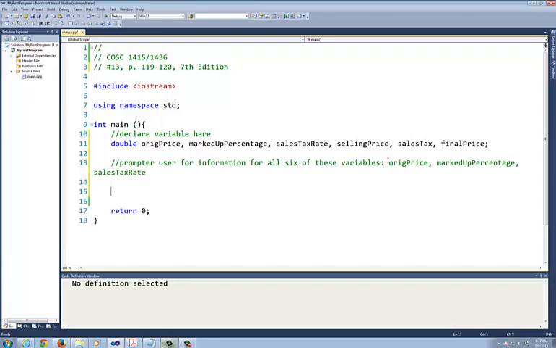Next, let's look at the calculation. Since you have this, you have to figure out how to convert it. For the markup percentage, they're going to give you a percentage. You have to divide it by 100 to get the decimal part, multiply that with the original price, plus the original price.